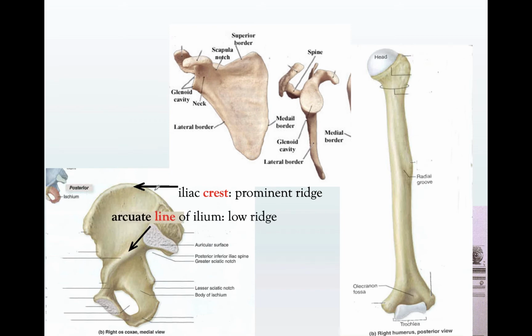We have other ridges which aren't quite so prominent, and sometimes we refer to those as a line. And so here is the arcuate line of the ilium. This is to the inside. Okay, and then we have these pointed processes, and the pointed process means it's a spine. This is the iliac spine.